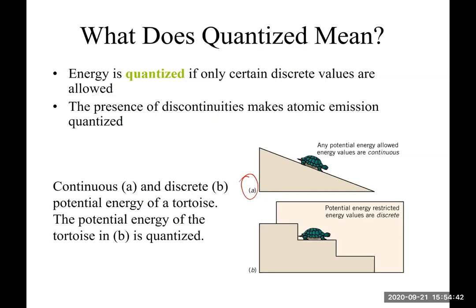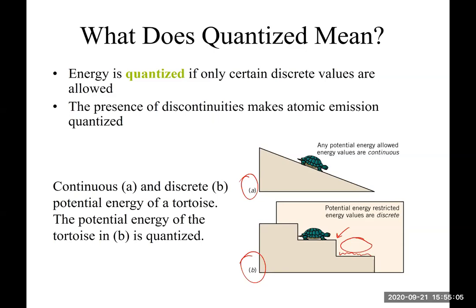Now let's look at panel B down here and compare and contrast this a little bit. You can see that the tortoise is walking out towards the edge of a step. Now when the tortoise gets here at the edge of this step, he's going to drop to the next step. He's not going to be suspended in this region anywhere. He's going to drop straight to the next step.